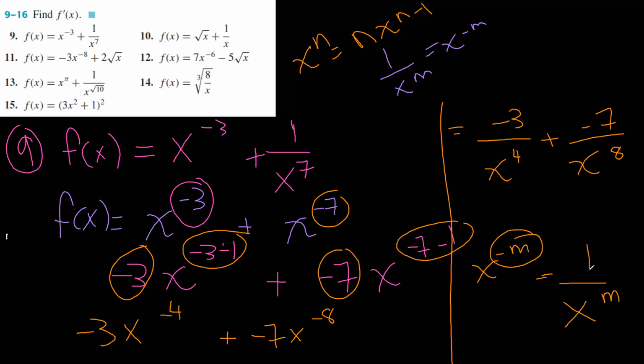Here, x raised to the power negative m is, what is the reciprocal of x? It is 1 over x, and the opposite of negative m is m. Here it is the same. What is the reciprocal of x? It is 1 over x. And the opposite of negative 4 is 4. Okay, thank you, teacher.